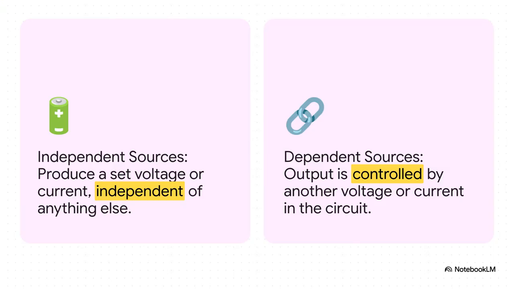So what's the difference? Well, an independent source is kind of dumb, in a good way. Think of a perfect battery. It just puts out its voltage day in and day out, no matter what. It's totally self-contained. A dependent source, on the other hand, now that is a smart power supply. Its output, whether it's voltage or current, is actually being controlled by a signal somewhere else in the circuit. It's like a power source that takes orders.